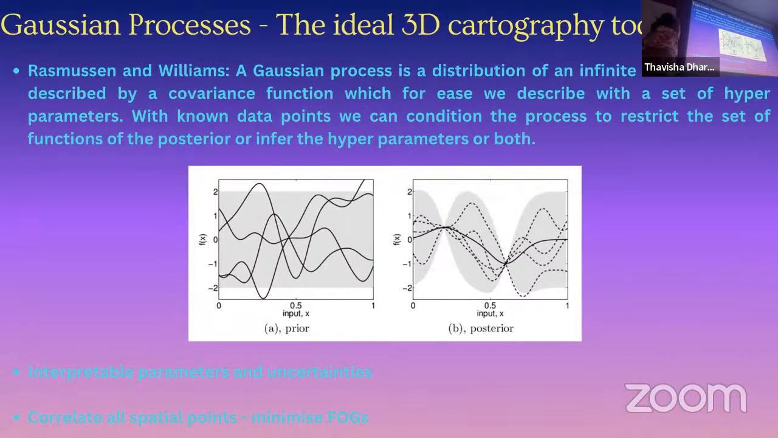And one of its highlighting features and why we really like using it is because it gives you interpretable parameters. So you know what all your parameters are, and they can be tied to a physical parameter with some understanding. And also you can get your uncertainties. So it's not out of a black box. You know what your uncertainties are on your model. And you can think of it as this integration process, and it correlates all spatial points if you want to, or you can limit it depending on your kernel. But this is what makes it such a good tool to make these spatial maps, because of this correlation feature.